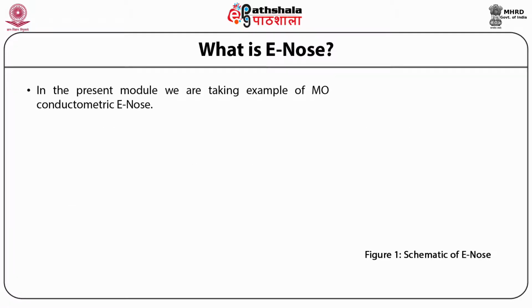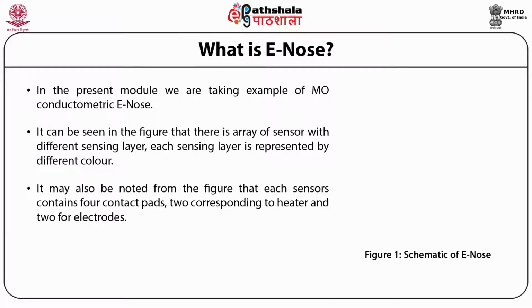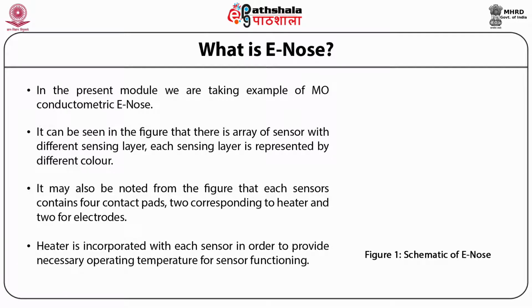Now, let us discuss the example of metal oxide based conductometric ENOs. Schematic is shown in this figure, and it can be seen from the figure that there is an array of sensors with different sensing layers. Each sensing layer is represented by a different color. It may also be noted from the figure that each sensor contains 4 contact pads, 2 corresponding to the heater and 2 for electrodes. A heater is incorporated with each sensor in order to provide the necessary operating temperature for sensor functioning.